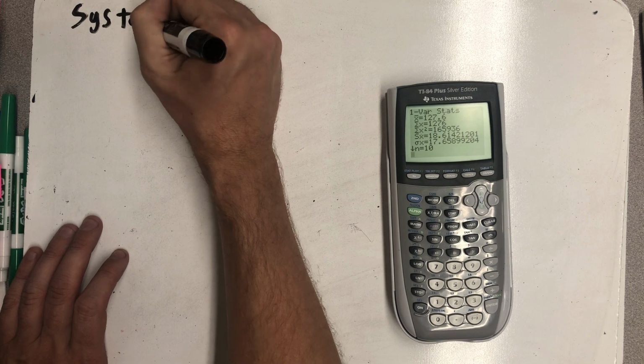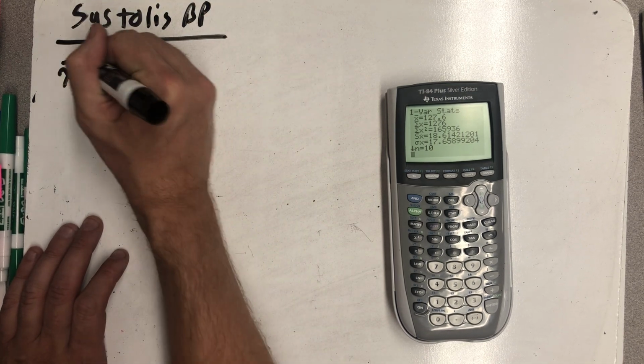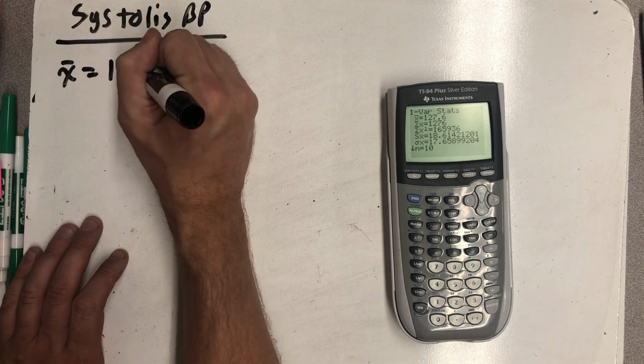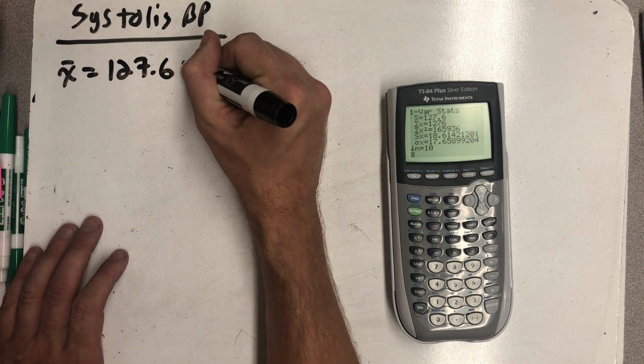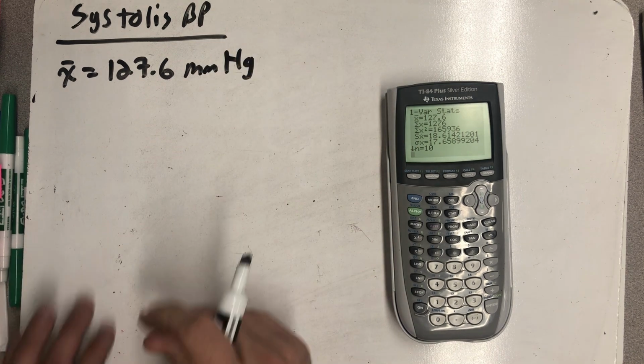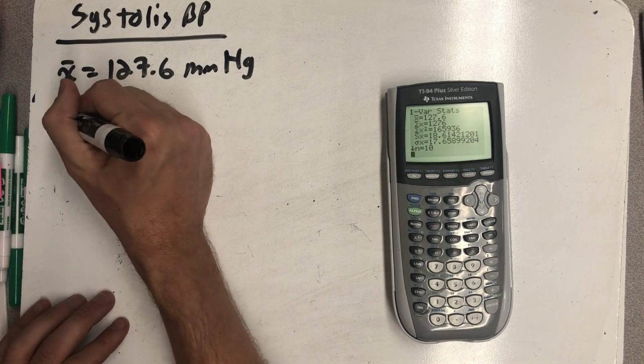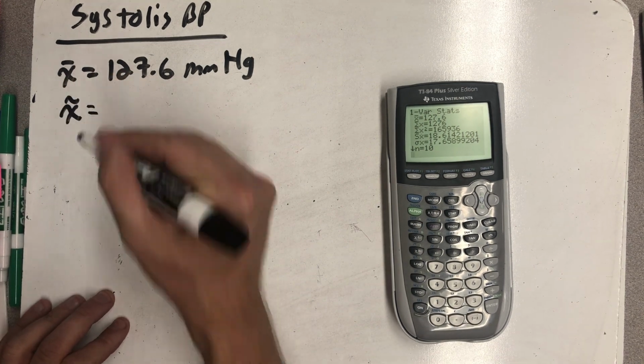So the systolic blood pressure. The mean, 127.6 millimeters of mercury. All right, always want to use units, and here I'm going to follow our round-off rule where we carry one more decimal place than in the original data. I'm going to go and write down a median.